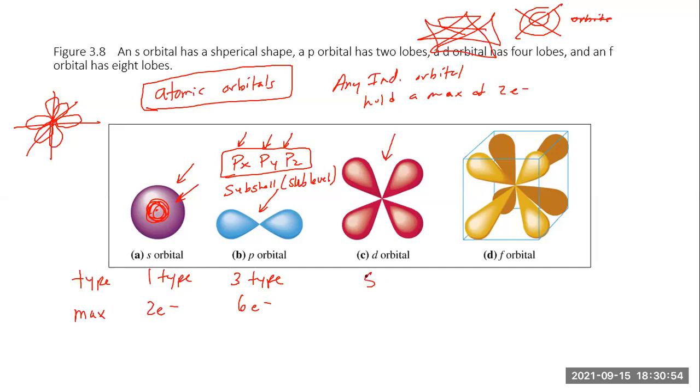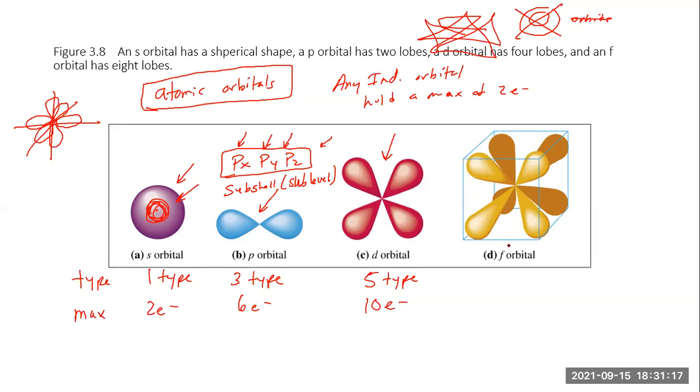And there's actually 5 different types of d orbitals. Same idea as the p orbitals. There are 5 different types of d orbitals, and it's basically just their location in 3-dimensional space. And because there's 5 different types of them, each one could hold 2. So if we filled up the d subshell, we could put a maximum of 10 electrons in there.